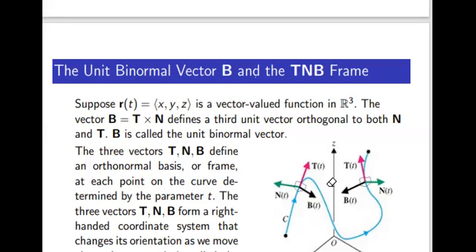When the particle is moving along this path, this frame is also moving. You get different T, N, B at different points. So the TBN frame is attached to this curve. This is used to calculate the curvature and torsion of a curve.